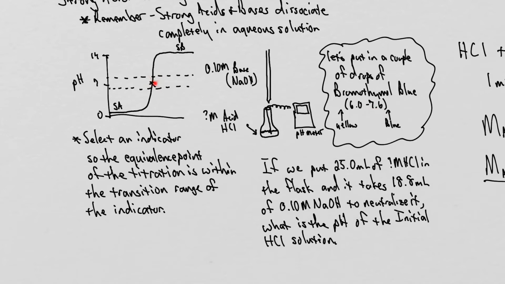So as long as our equivalence point is within the transition range, 6.0 to 7.6, then that would be an appropriate indicator for this. Now, over here is the titration setup. We take a burette tube and we take a flask. We put our solution of acid in the flask with a couple of drops of bromothymol blue.